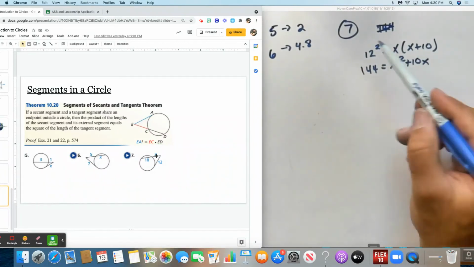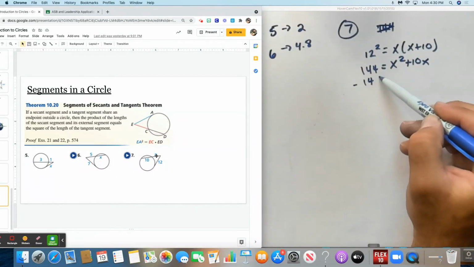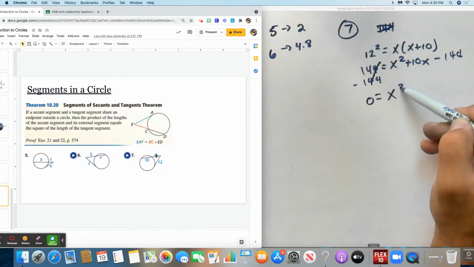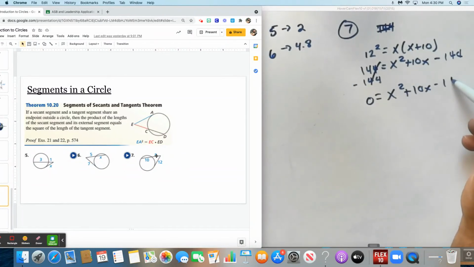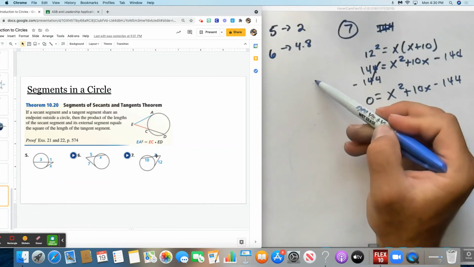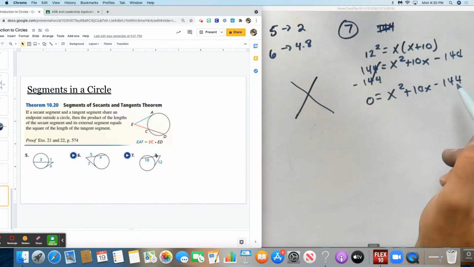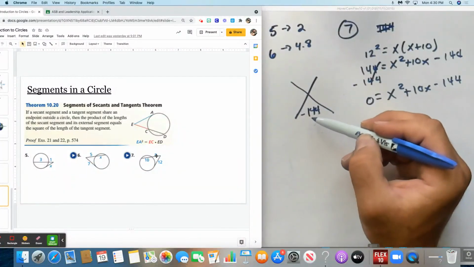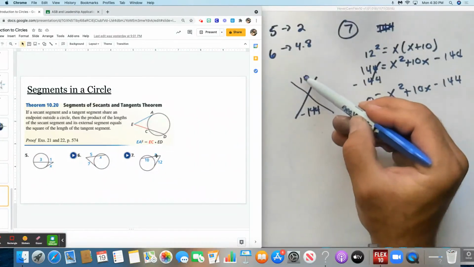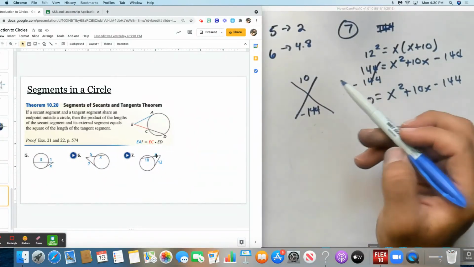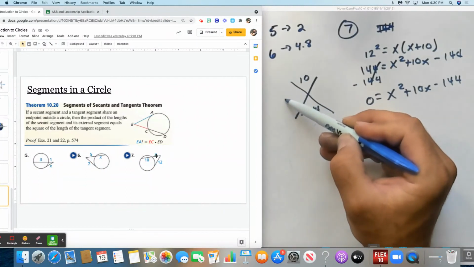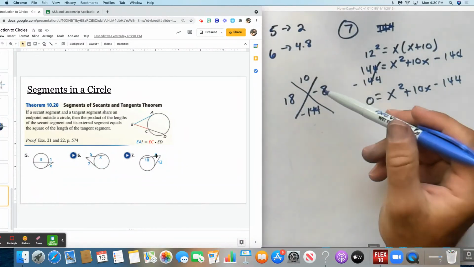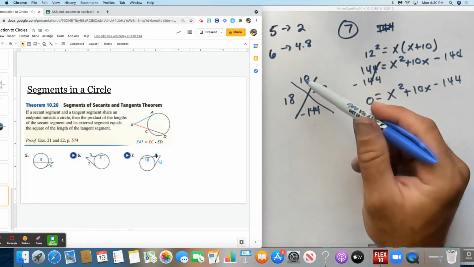Okay, now to solve this, we have to put it in quadratic form. So we subtract 144, we subtract 144, cancel, and then we get 0 equals x squared plus 10x minus 144. Okay, and then we have to do our factoring again. So we do our factor x, and then we have our product down here. Whatever we get, it needs to multiply to make negative 144, and it needs to add up to 10. Well, fortunately, since we've done this before today, we know that that's going to be 18 and negative 8. 8 times 18 is 144, and then 18 minus 8 is going to be 10 here.